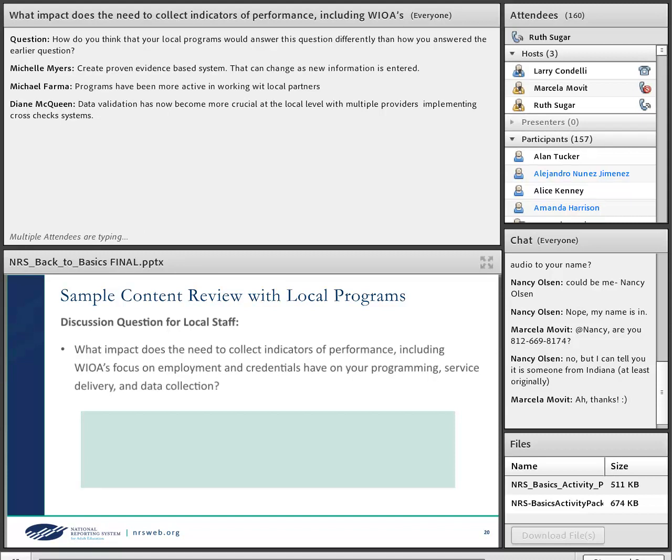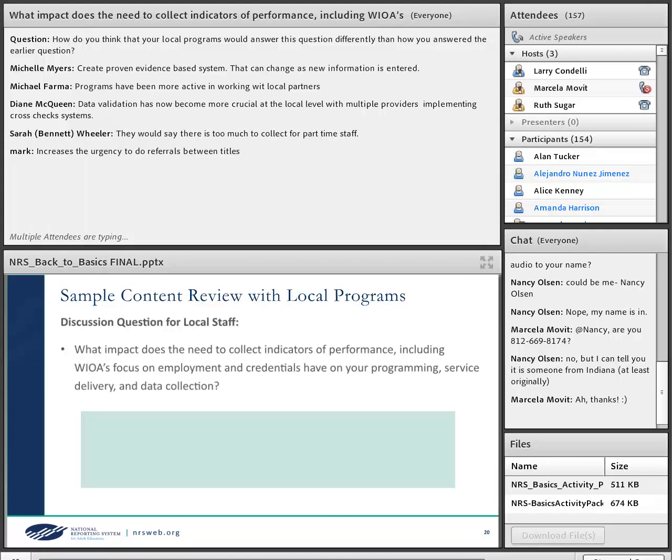Data validation has now become more crucial at the local level with multiple providers, implementing cross-checks and systems. Okay, so a lot of working together with other entities. And how do you think local programs are feeling about that? How does that impact their work and how they do their day-to-day?